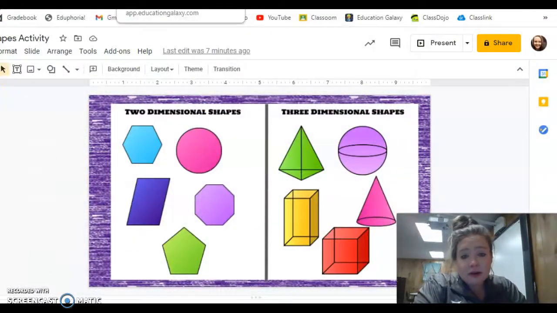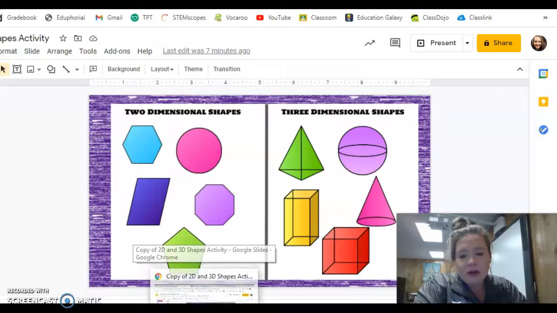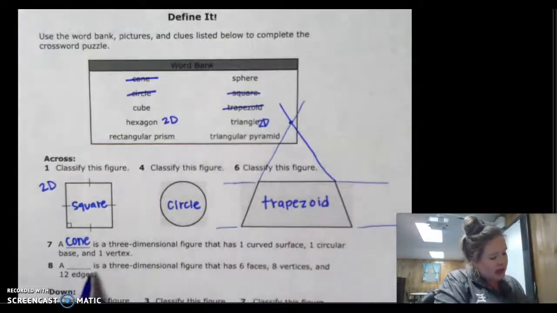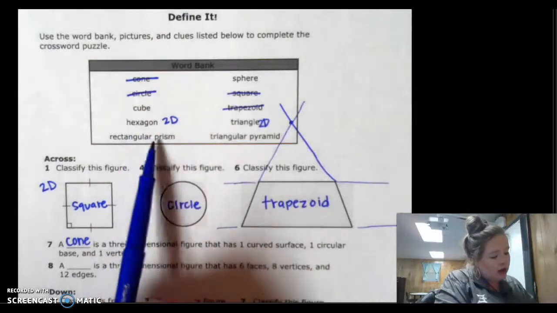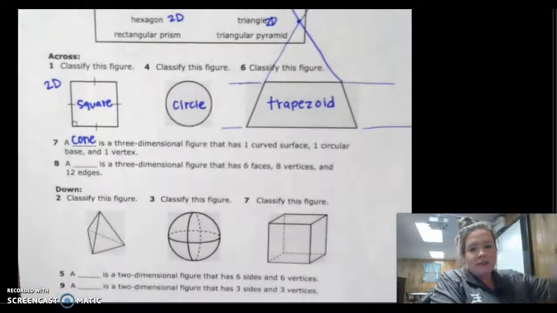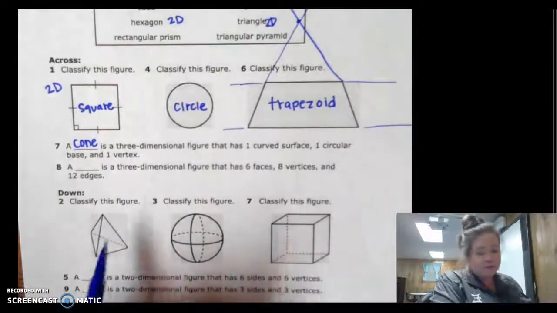Let me have these up here so I can help you. Good. I know some of you are kind of struggling with this one. There are 2 answers here. That is either a cube or a rectangular prism. So let's keep moving on, okay? We'll come back to that and see if we can find the answer in a little bit.